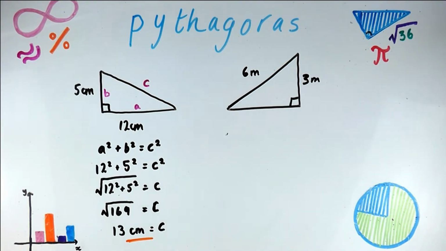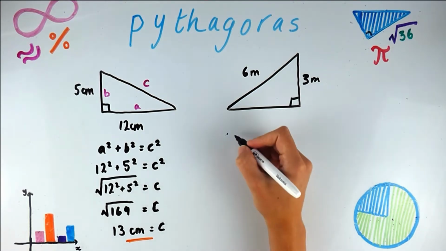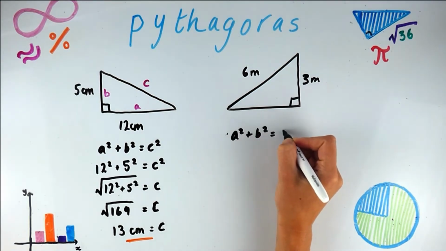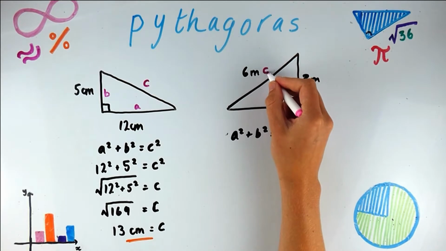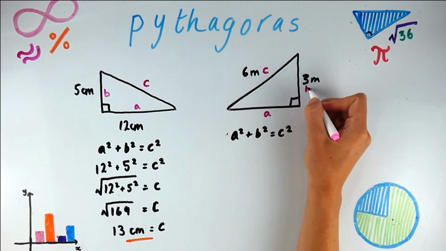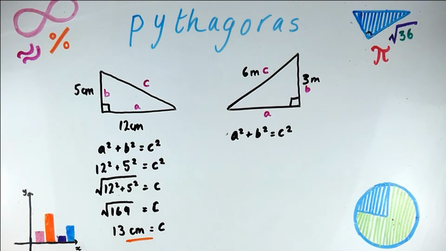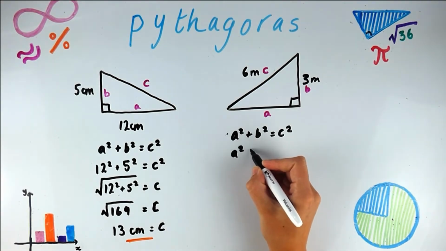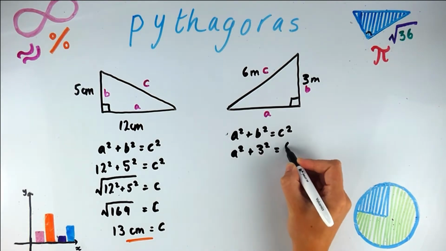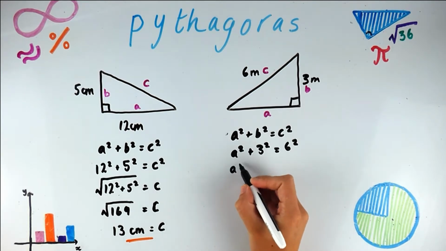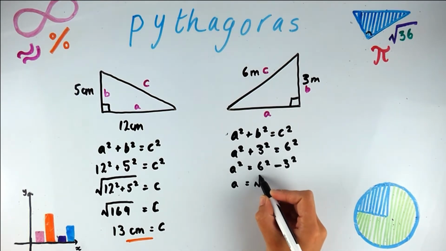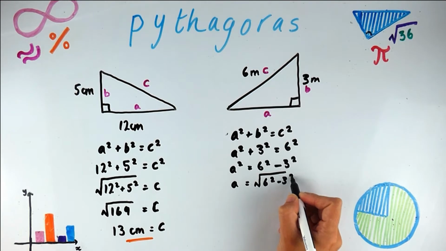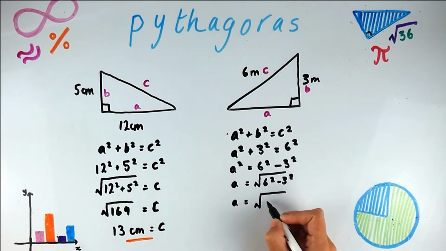Okay, so on to the next example. Again, start by writing out the formula, a squared plus b squared equals c squared. Then writing a, b and c on the diagram. C is the hypotenuse, a and b. Sub in the numbers. We don't know a, plus 3 squared equals 6 squared. Rearrange and solve. And remembering the units.